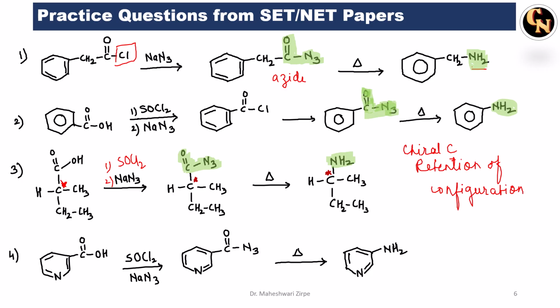Now the next one you can see here. Similar questions I have shown here. The carboxylic acid, using the same SOCl2 and NaN3, has first been converted into acyl azide. Then that acyl azide has been converted into your amine group, NH2. So it is a very simple Curtius rearrangement reaction.